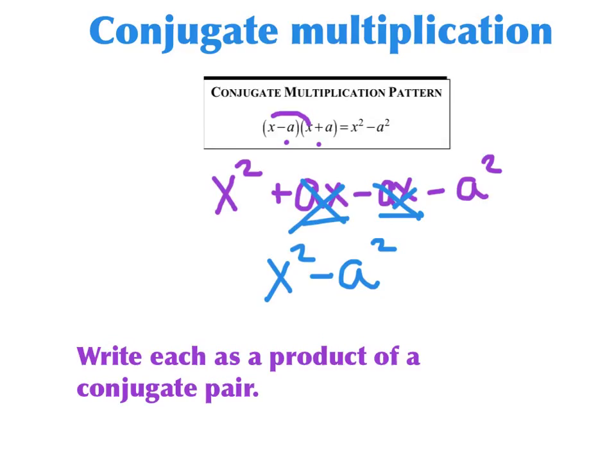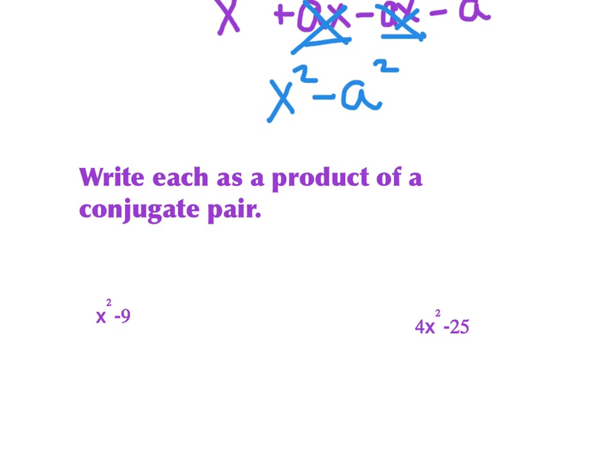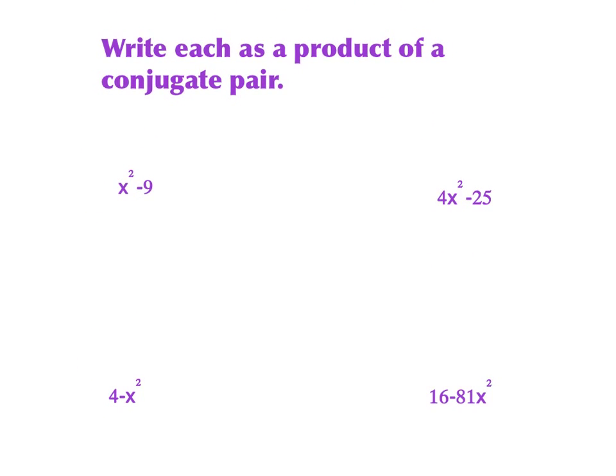So our next section says rewrite each as a product of a conjugate pair. So get used to saying that word conjugate. Maybe say it out loud a few times for yourself. Rewrite each product as a conjugate pair.